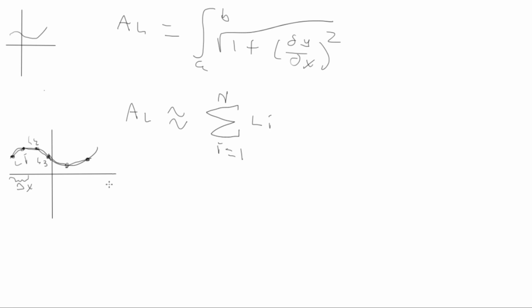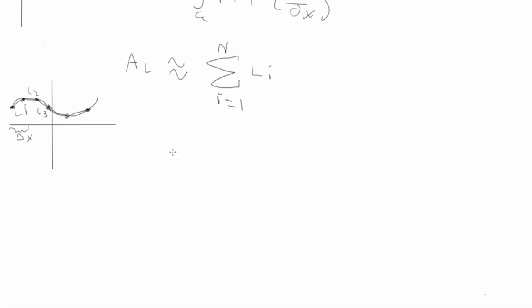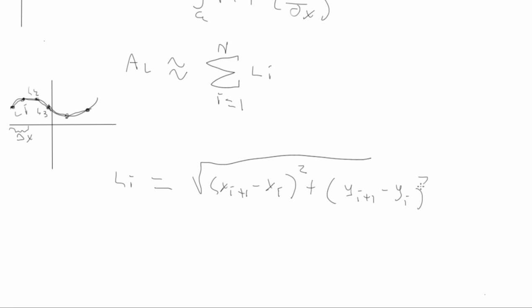So let's think about what L sub i is equal to. Pretty straightforward. You just use the distance formula. So L sub i is going to equal the square root of, say, x sub i plus 1 minus x sub i, squared, plus y sub i plus 1 minus y sub i, squared.